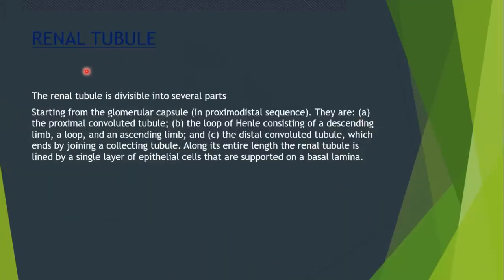Now, the renal tubule. It is divisible into several parts. We start with the proximal convoluted tubule, then the loop of Henle, then the distal convoluted tubule, then the collecting tubule. Note that along the entire length of the renal tubule, we have a single layer of epithelial cells. So it is a simple epithelium all through, not stratified, simple only.